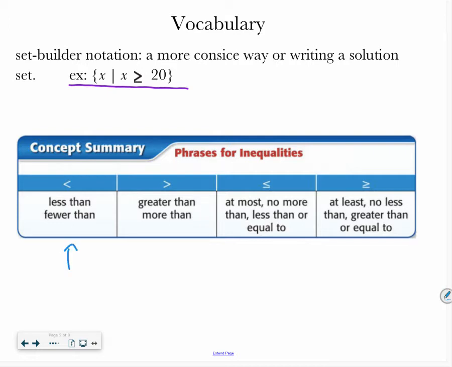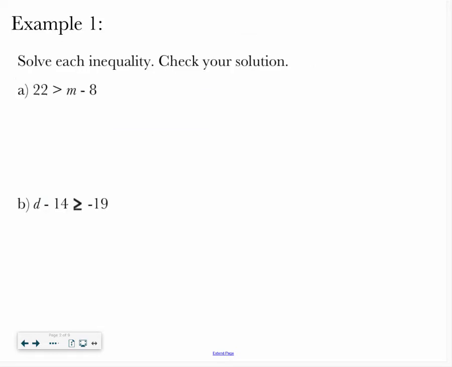This symbol right here means less than or fewer than. We have our greater than or more than. At most, no more than, less than or equal to. And last but not least, we have our at least, no less than, greater than or equal to. Those are all of our phrases for our inequalities. Those are our 4 types.